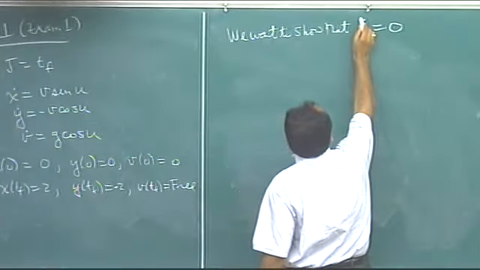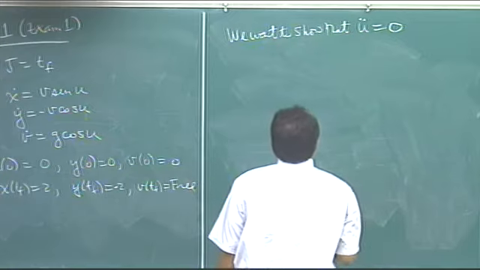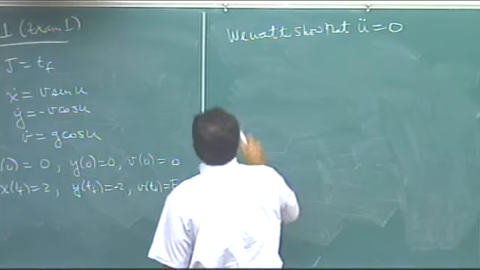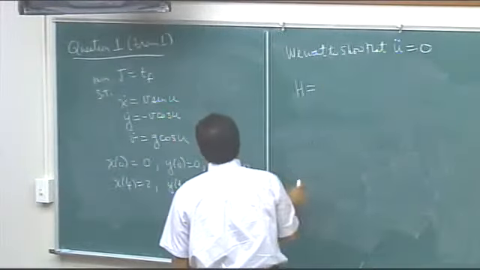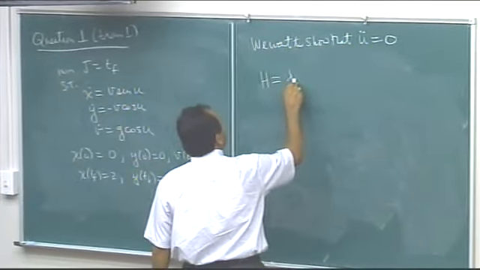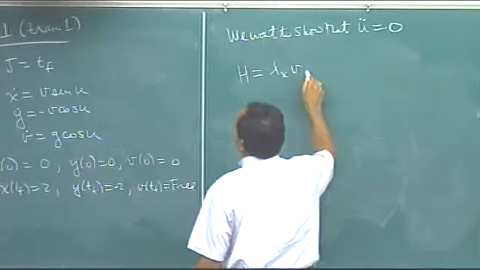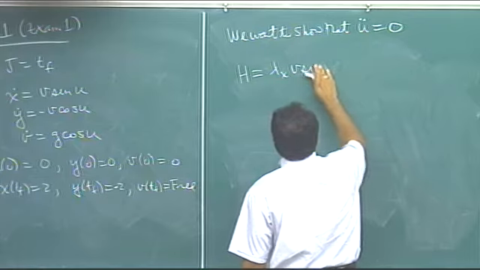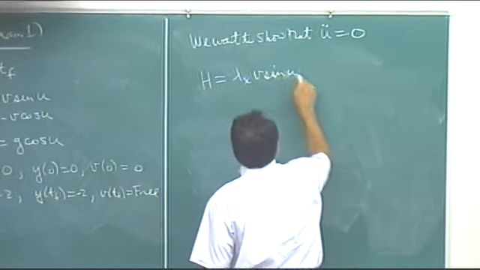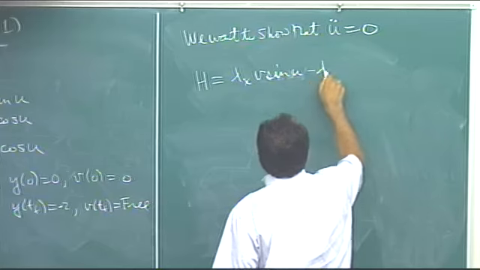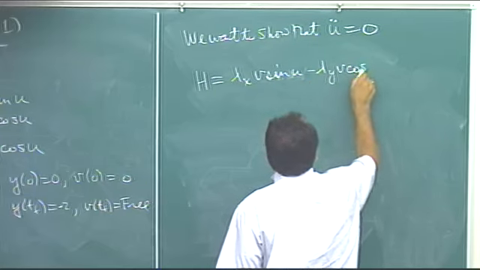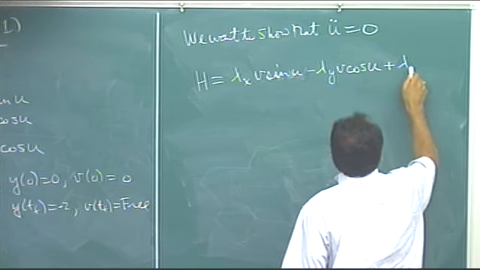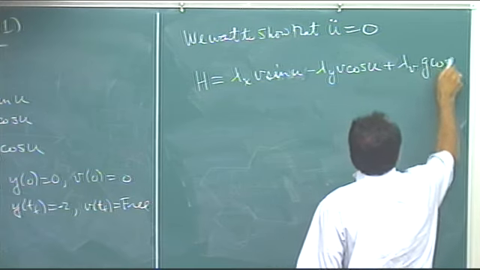This isn't the main thing I'm trying to do today, but let's just go through how we actually do this, because some people had trouble with it. The Hamiltonian for this problem is lambda x v sine u, plus one, and then minus lambda y v cosine u, and then plus lambda sub v g cosine u.